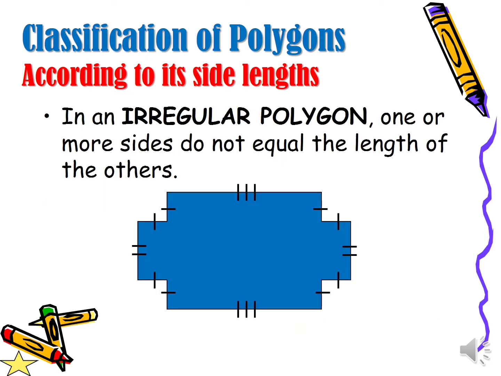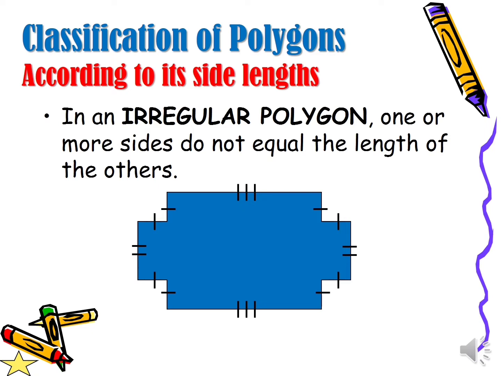Aside from a regular polygon, we also have an irregular polygon. So these polygons have one or more sides that do not equal the length of the others. Kung mapapansin nyo rito, hindi pare-pareho ang bilang ng mga marka na nailagay sa mga sides.